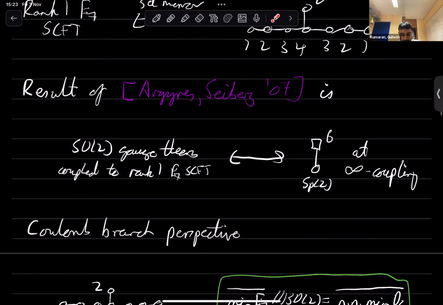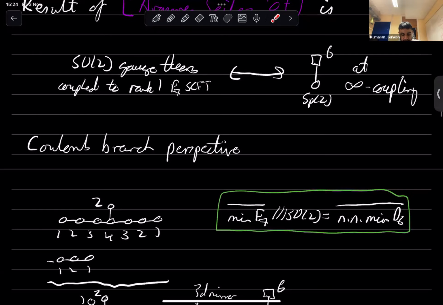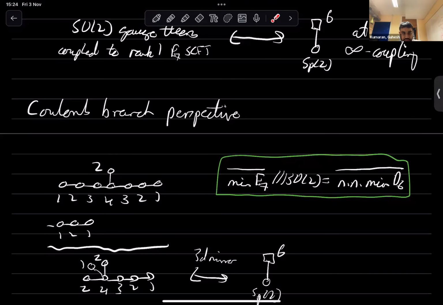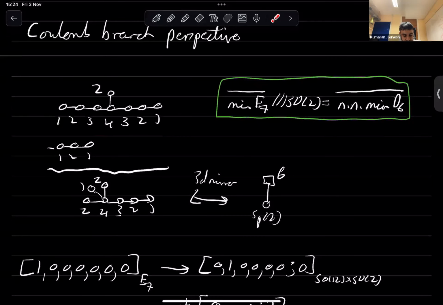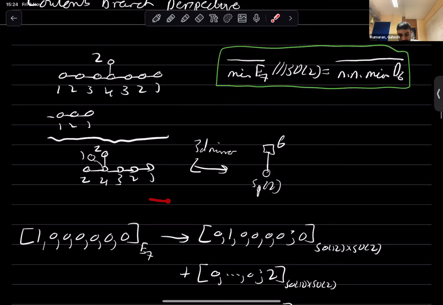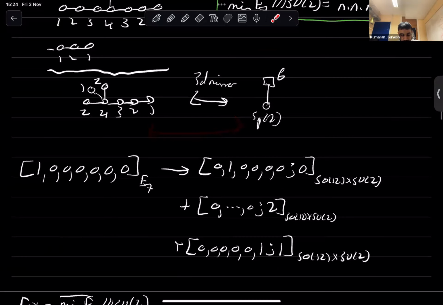So let's see if we have a Coulomb branch perspective. We can start with this quiver for the rank 1 E7 CFT, or affine E7. We subtract our 1, 2, 1, and we find this quiver. Now, as moduli spaces, what we found is that the minimal E7 hyper-Kähler quotient the SU2 is the next to minimal D6. And this is a 3D mirror to Sp2 with 6 flavors. And this is the embedding that you would use to realize that.